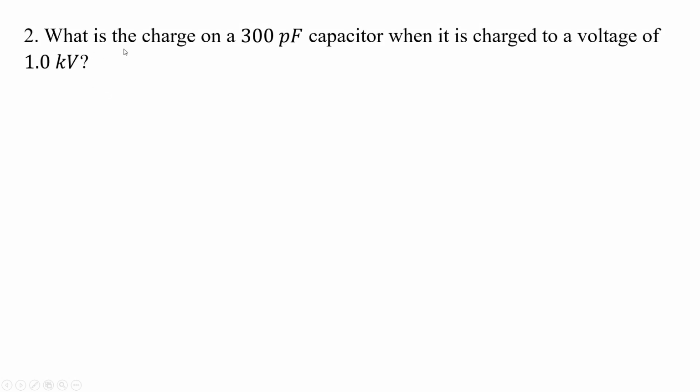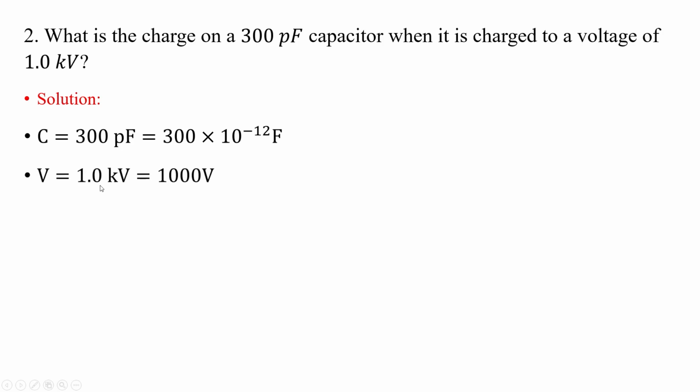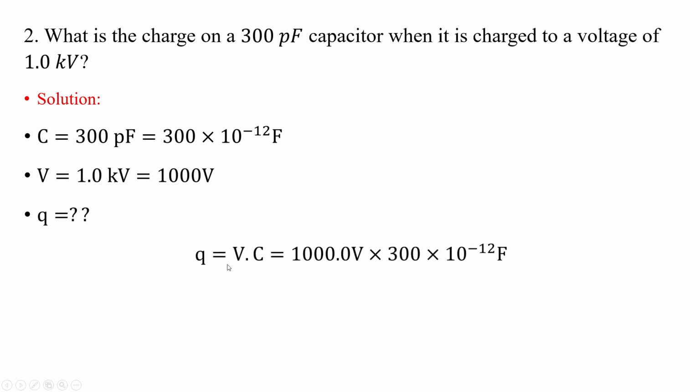Question number 2 is, what is the charge on a 300 picofarad capacitor when it is charged to a voltage of 1 kilovolt? Here the capacitance is 300 picofarad, and we know that pico is 10 raised to power minus 12, so we need to multiply 300 with 10 raised to power minus 12. And voltage is 1 kilovolt or 1000 volt. So we need to find the charge. We know that the charge is equal to the product of voltage and capacitance. Putting the values in the equation, we get the final value to be 0.3 microcoulomb.